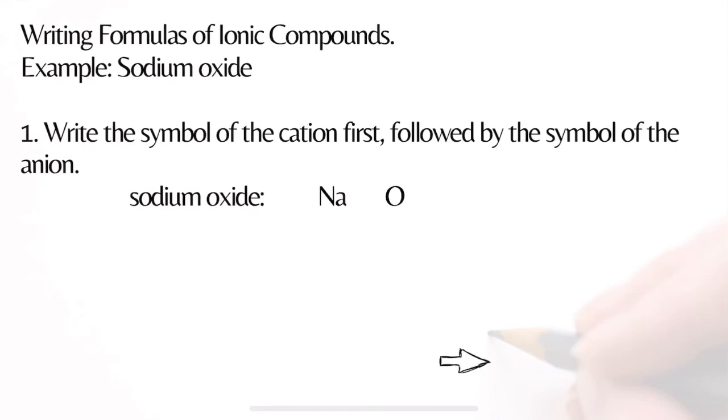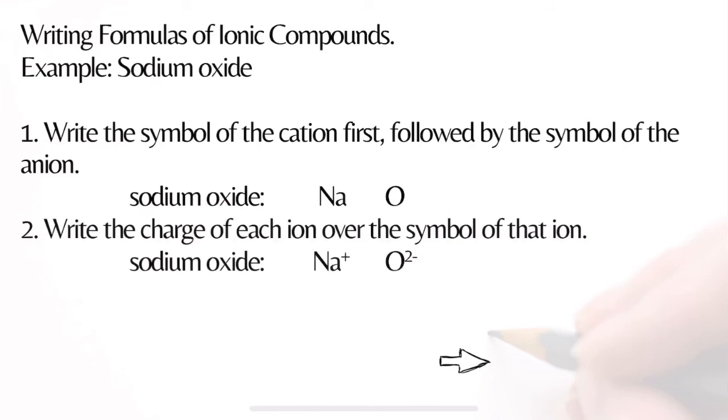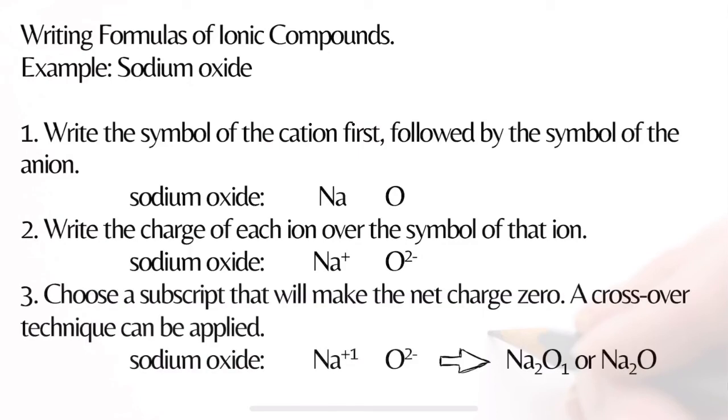Now, in writing formulas of ionic compounds, for example sodium oxide, the first step is to write the symbol of the cation first, followed by the symbol of the anion. So in this case, you have sodium oxide. Sodium is Na and oxide pertains to oxygen. You have to write the charge of each ion over the symbol of that ion. Sodium belongs to group 1, so that is positive 1, while oxygen or oxide belongs to group 16, which is negative 2.